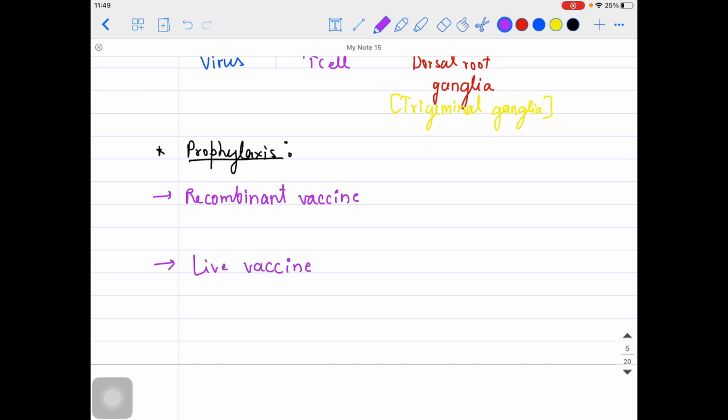Okay, one is the recombinant vaccine, another one is the live vaccine. If you talk about the recombinant vaccine, then adults more than 50 years of age can get this vaccine. And for the live vaccine, those adults can get it who are above 60 years. So two options are available for prophylaxis, for the prevention of herpes zoster virus.